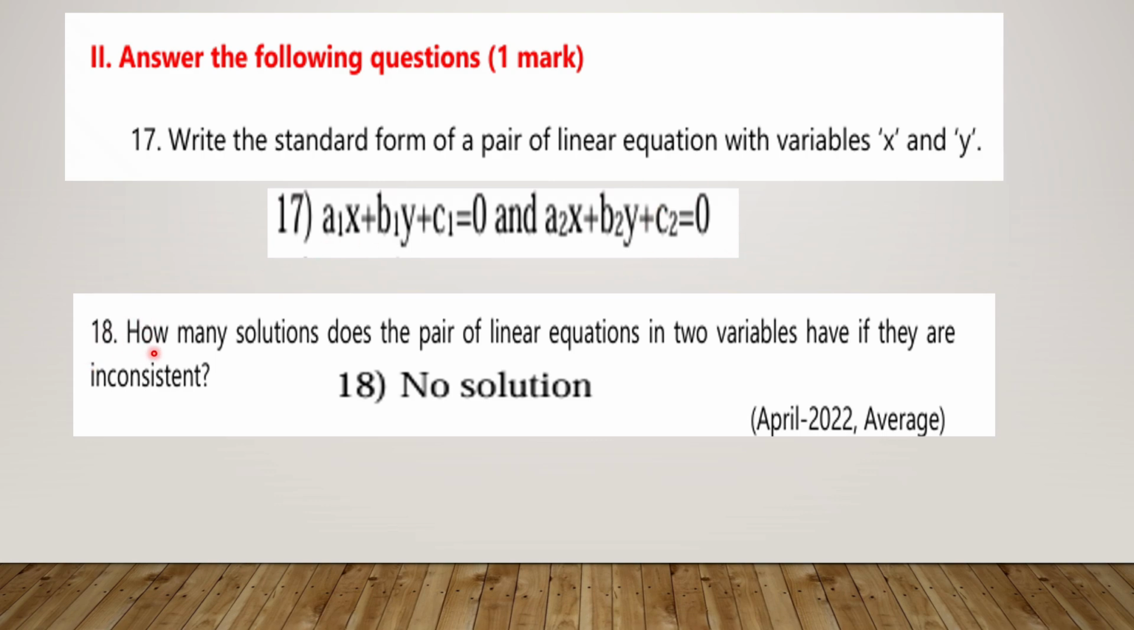Question number 18. How many solutions does the pair of linear equations in two variables have if they are inconsistent? That is no solution. It is already covered in the multiple choice question video. If you have not watched it, see the playlist and watch the day 1 series of the LBA solution of this chapter, linear pair of linear equations in two variables. I already explained it in the first video, so you can go through it.